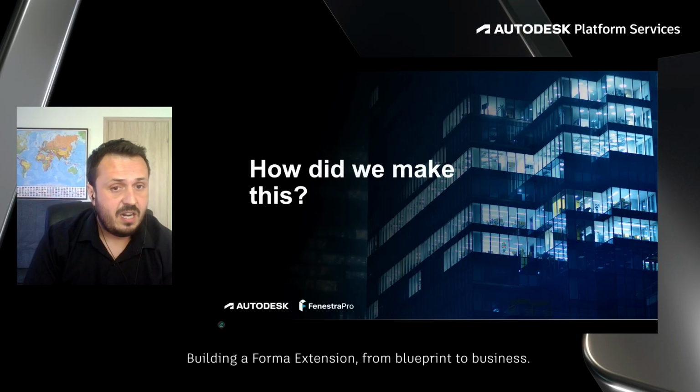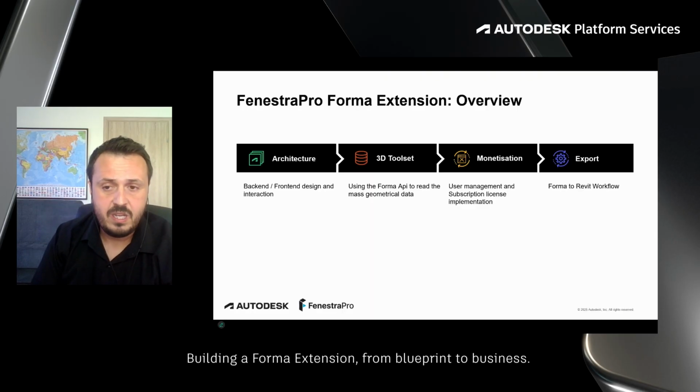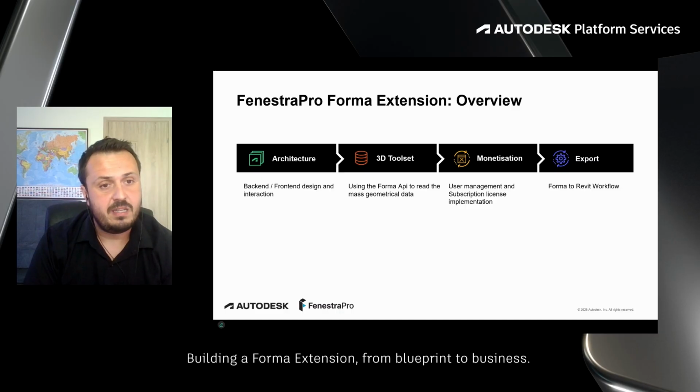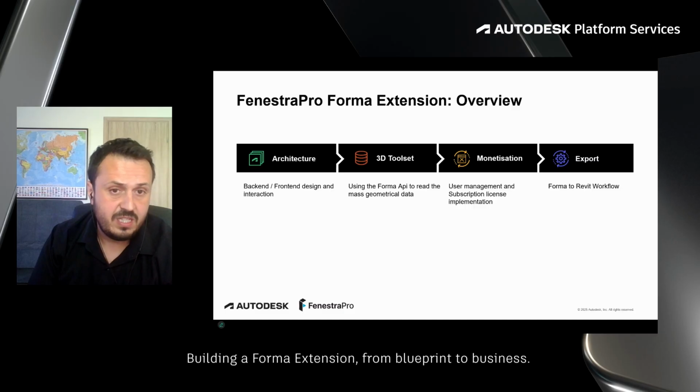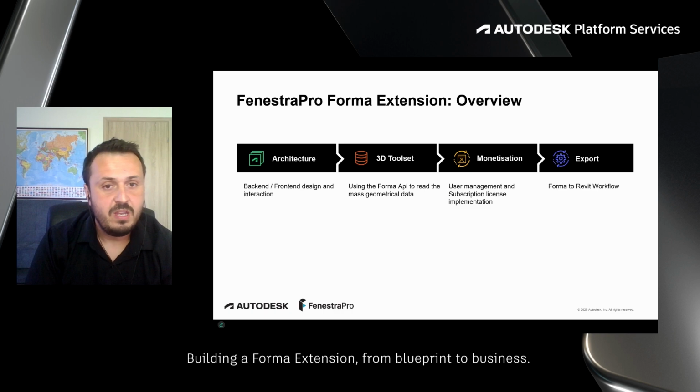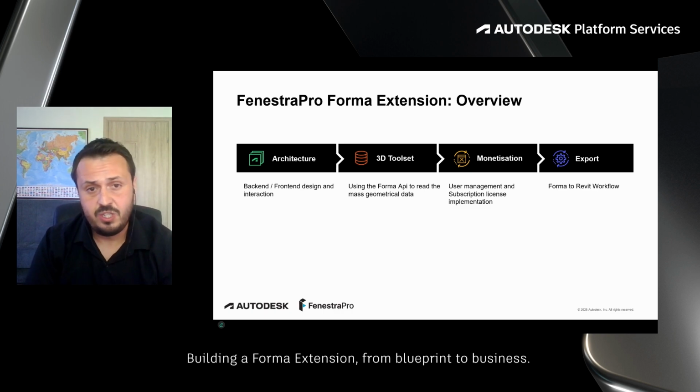Another question is, how did we make this? And here we have four main groups. So we have architecture, toolset, monetization, export. Architecture, my colleague Ege will tell you more about this: backend, front-end, design, interaction. 3D toolset, this is my part of work, so this is the application backend, where we're exporting the building and then using 3JS and other 3D tools to get the results. Monetization, my colleague Ege will tell you more about this. And for the last piece, Edwin will tell you more about the building exporting from Forma to Revit.